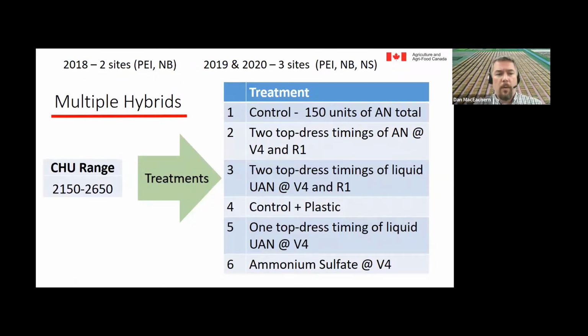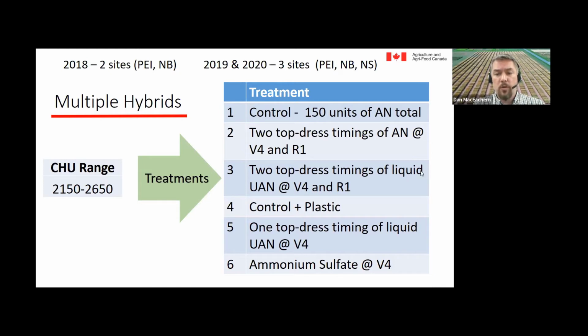So for this project, what we did is that over a 3-year period, we tested multiple hybrids of corn. And they were in a range of crop heat units from 2150 to 2650. And then we hit them with multiple treatments. So our control treatment was 150 units of ammonium nitrate. Our second treatment was 2 top dress timings of ammonium nitrate, once at V4 and once at R1. Then we had 2 top dress timings of a liquid urea ammonium nitrate product, once at V4, once at R1.